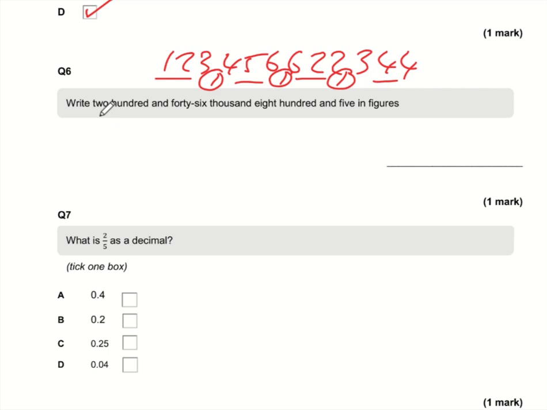So I'm going to do the same thing here. I'm going to write 246. Thousand is a comma, and I'm going to write 805. There we go. And if you want, you can take the comma out if you don't like the commas. You can put a space if you prefer, or not.